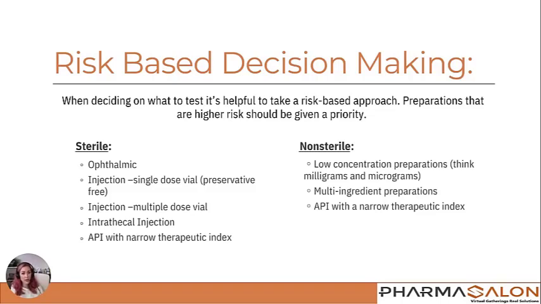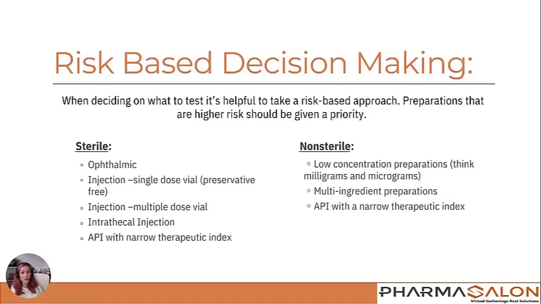You can also think about API with a narrow therapeutic index. So in the past, the pharmacy I worked at, we made a pain medication that was injectable. It was dosed in micrograms. If that dosing was off, it could potentially kill someone. So it didn't matter what size our batch was. For that specific preparation, we tested potency every time, whether it was 10 vials or 50 vials. We always tested potency because the risk of that potency being out of spec and getting to a customer was too great.